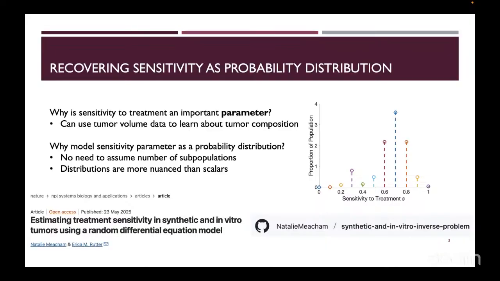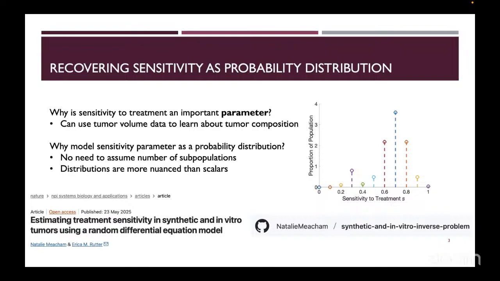Then why would we model sensitivity to treatment as a probability distribution? Well, that's going to be because number one, you don't necessarily have to assume a number of subpopulations in the tumor. You can deal with mutation, you can deal with plasticity. All of this could be encompassed by a sensitivity distribution rather than a scalar. And mathematically, distributions are just more nuanced than scalars.